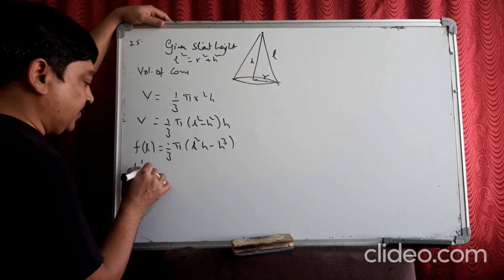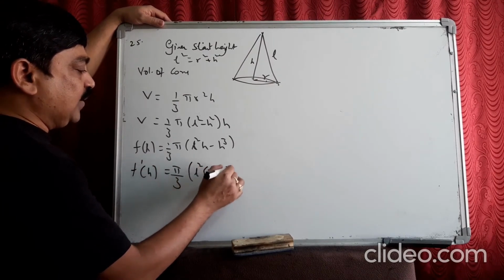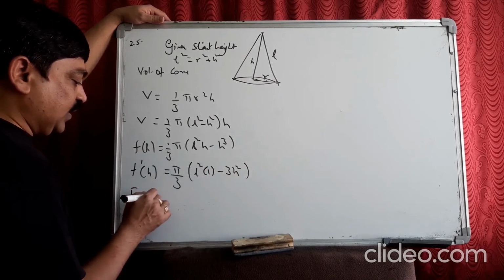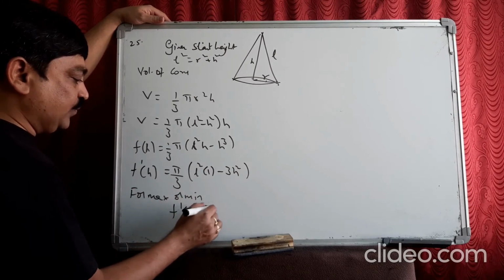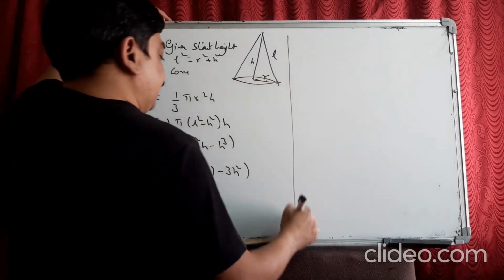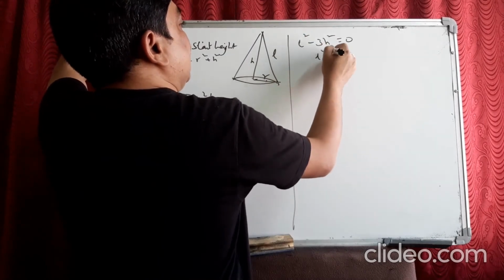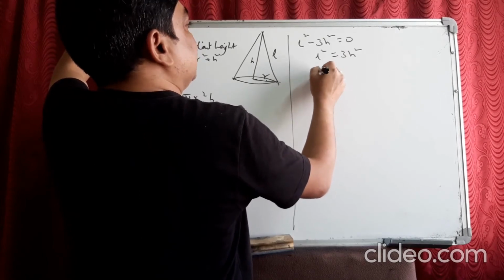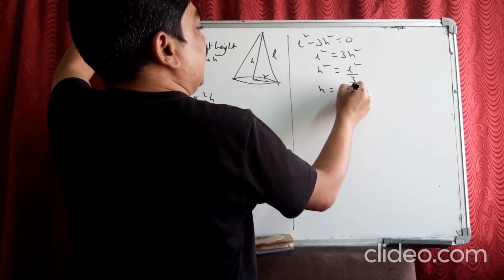Now take f dash of h, pi by 3, L square into 1 minus 3h square. So for maximum or minimum, f dash of h is equal to 0. So it means L square minus 3h square is equal to 0. L square equal to 3h square. So h square is equal to L square by 3. So h equal to L by root 3.